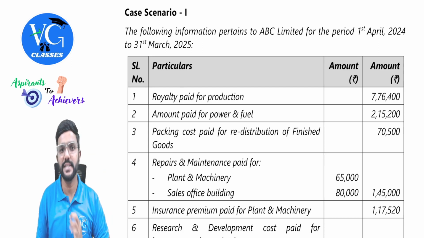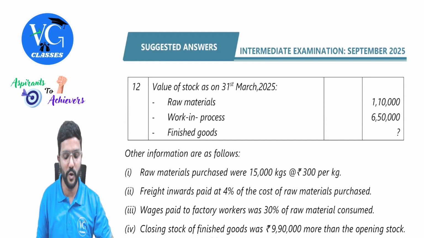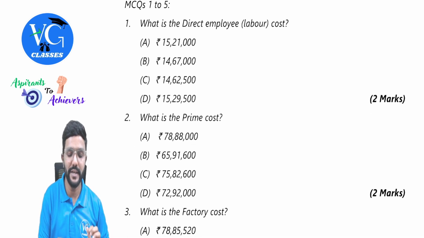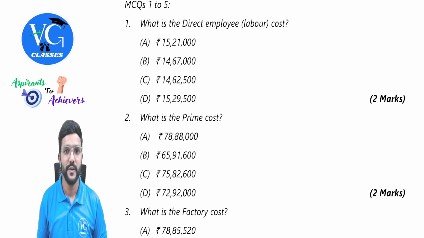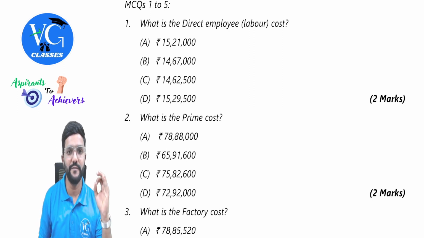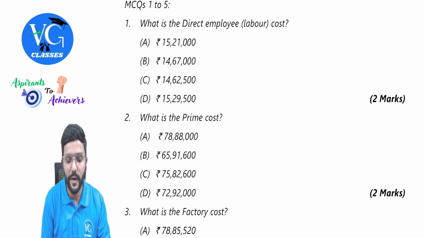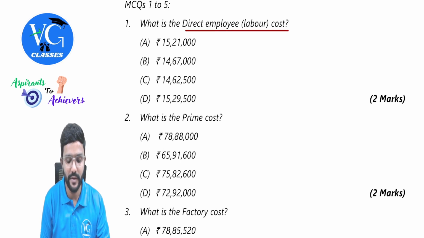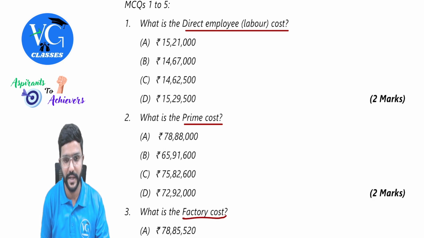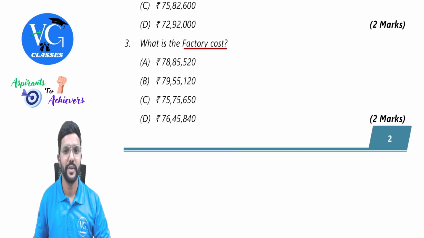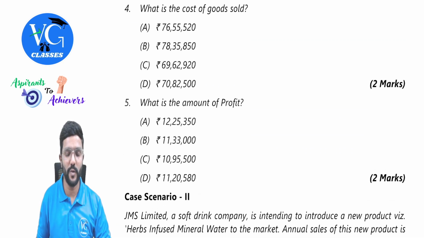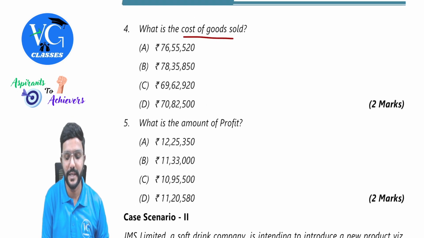But for a case scenario question, what I would suggest is first go read the requirements and then read the case, so we understand what the requirement is. First one, what is the direct employee or labor cost? Then what is prime cost? Then the third requirement is what is factory cost? Then coming to the fourth question, what is the cost of goods sold? And the last one is what is the amount of profit?